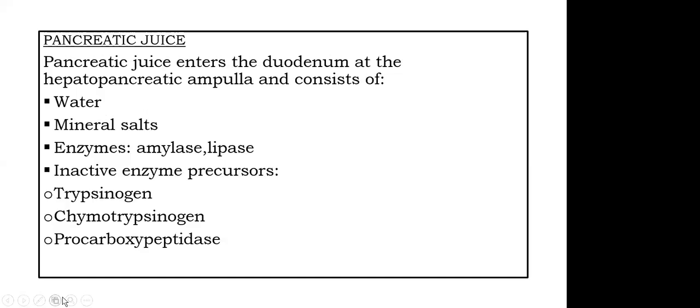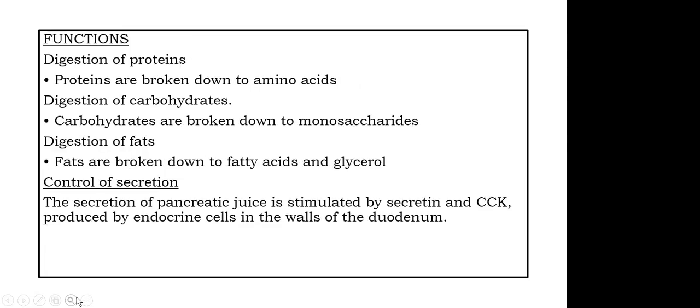Next one, you can see the composition of the pancreatic juice. Pancreatic juice enters the duodenum at the hepatopancreatic ampulla, and it consists of water, mineral salts, enzymes like amylase, lipase, and inactive enzyme precursors like trypsinogen, chymotrypsinogen, and procarboxypeptidase. And what is the function?